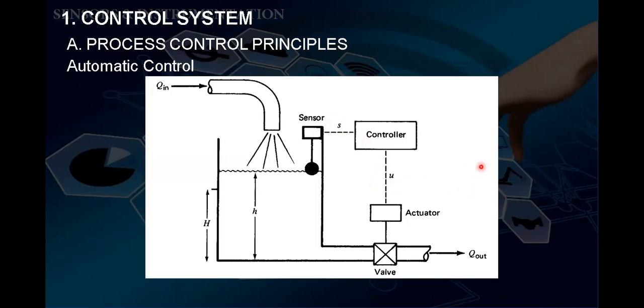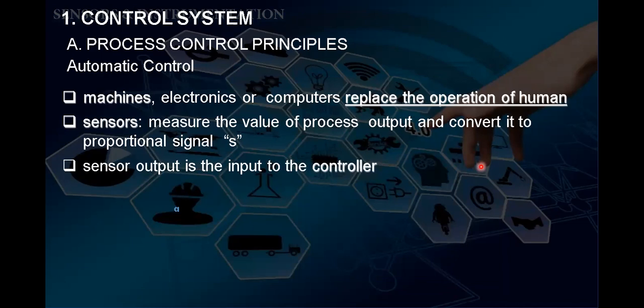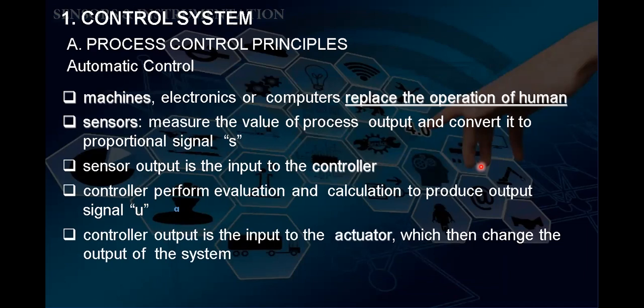U is the command. So the sensor converts the output to the proportional signal S, and the sensor output is the input to the controller. The controller performs evaluation and calculation to produce the output signal U, which is the control output. The control output is the input to the actuators, which then change the output of the system by changing the level. So that's the process control principles.